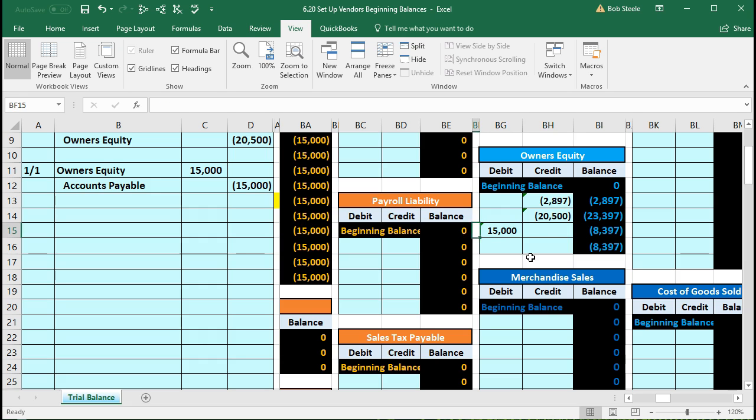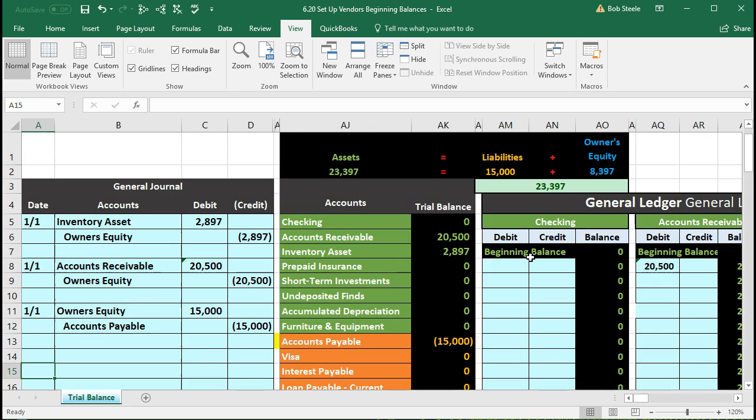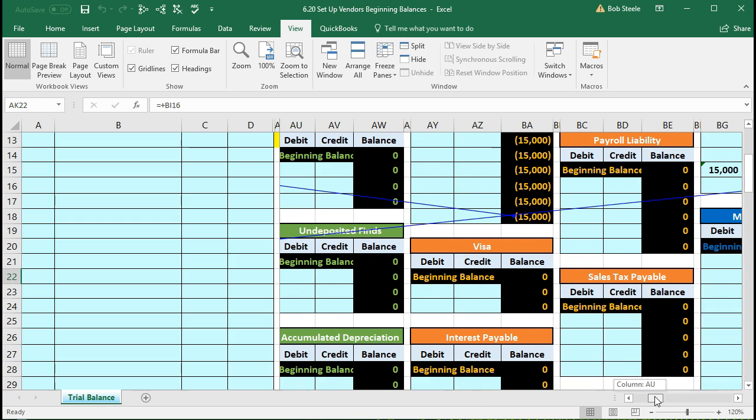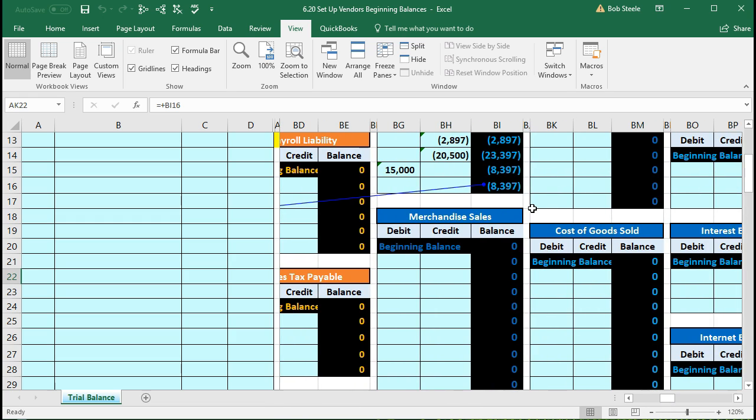If we scroll back to the left over here, we see that our information is now being populated. There's the 15 right there. There is the 8,397, and remember, you may not have the ability to use these in a protected worksheet, but we still see the formulas that are coming from this cell. And if we scroll back over here, that's where the 15 is coming from, and that's where the 8,397 is coming from.